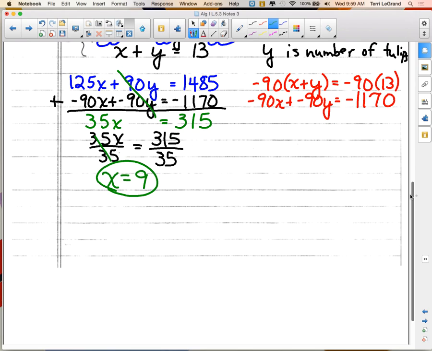Well, the smartest one to use would be which one? Second one in the beginning, right? x plus y equals 13. Don't make this any harder than you need to.